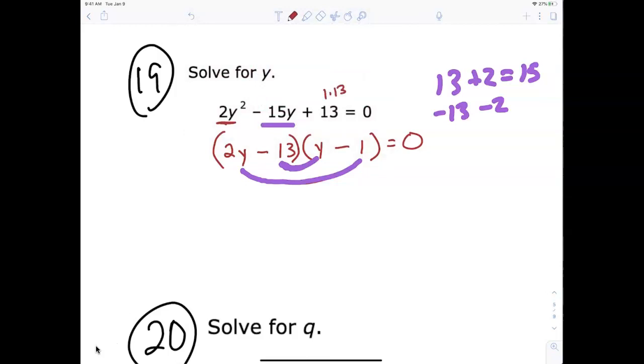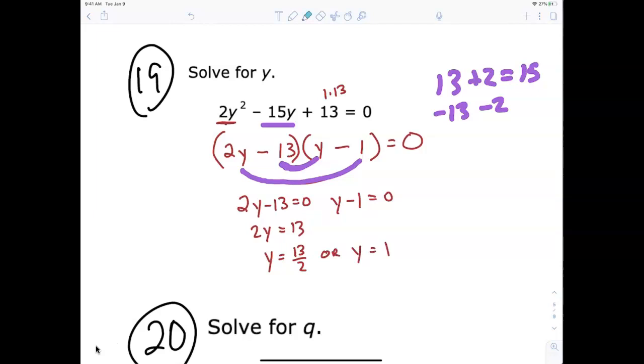Now you set those equal to 0. 2y minus 13 equals 0. Y minus 1 equals 0. 2y equals 13, so y equals 13 over 2, or y can equal 1.